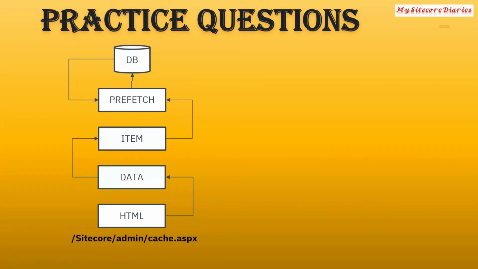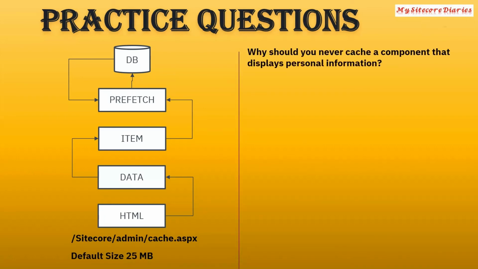The first question is how will you access the cache page, like admin/cache.aspx, and what is the default size of a cache? It is 25 MB. Why should you never cache a component that displays personal information? If your component is displaying personal information, why should you not use the cache? Because when you cache that information, it can be viewed by any other user also. So that is why you should not be caching it. Another visitor to the site can see that information.